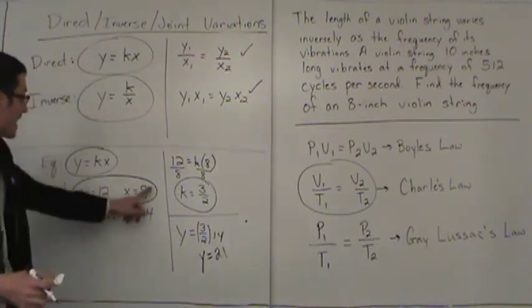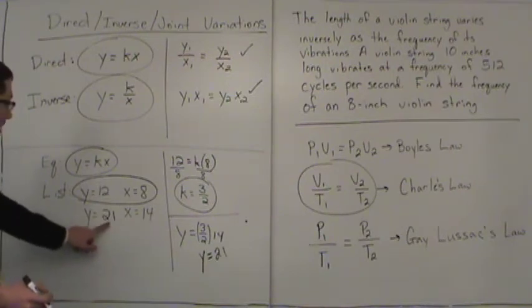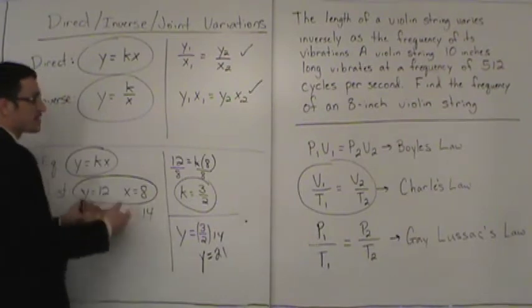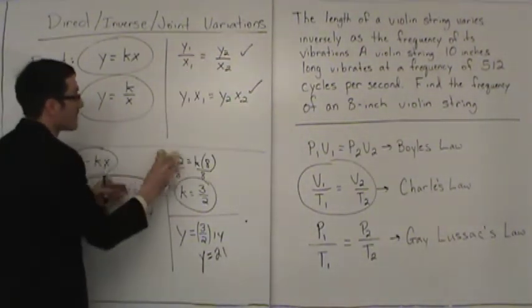Because we said as x goes up, we expect y to also go up. So y of 21 makes sense. Now, this was all fine and dandy. It took a couple steps to get our answer. I'm going to show you that this equation gets our answer almost faster.